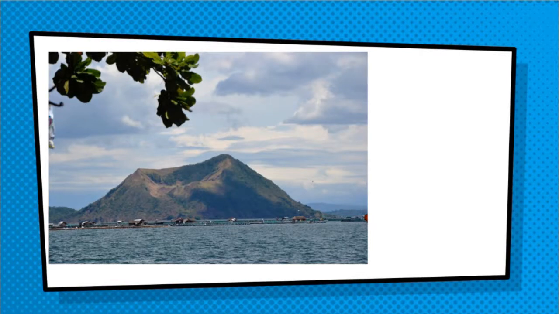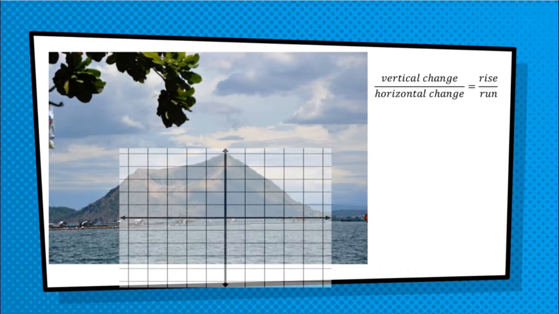Tagaytay is known for its cool weather, hotels, restaurants, coffee shops, and scenic spots like the Taal volcano. Suppose we want to find the steepness of the volcano in our image. What are we going to do? Finding its slope is getting its vertical change over horizontal change, or rise over run.